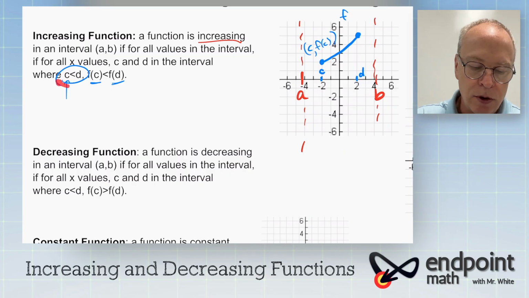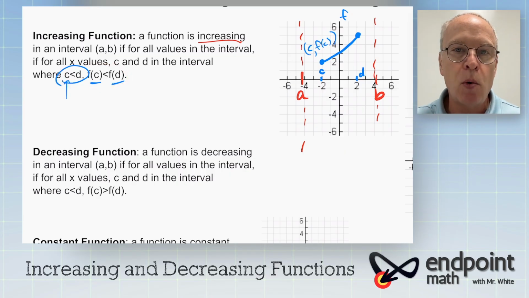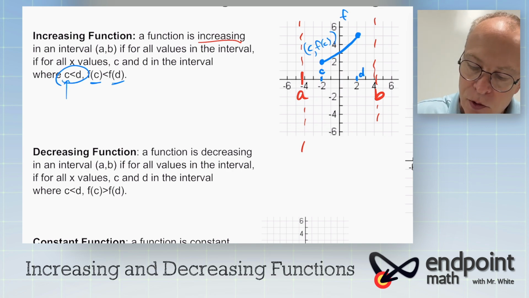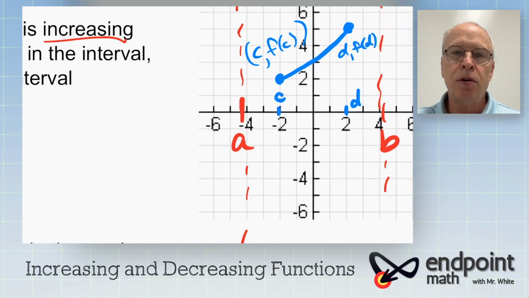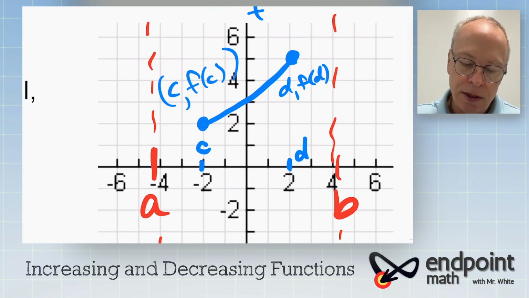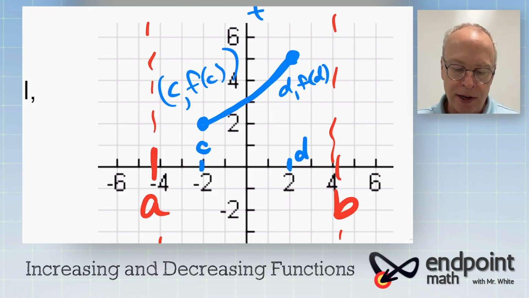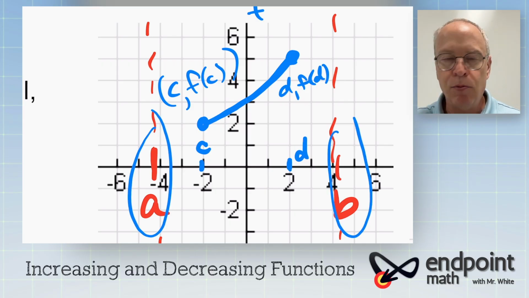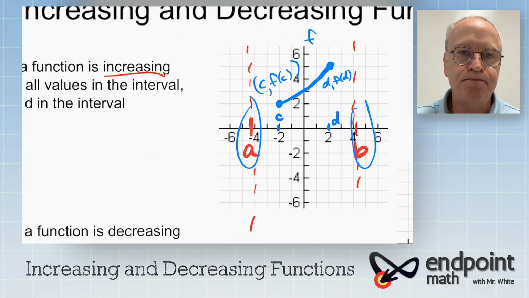But this is one way you can define it with just generic points, c comma f of c, and then I guess I should fill in this other one. This is d comma f of d. All right, does that sort of make sense here? That means that we are always increasing from a to b. We're just talking about from a to b.